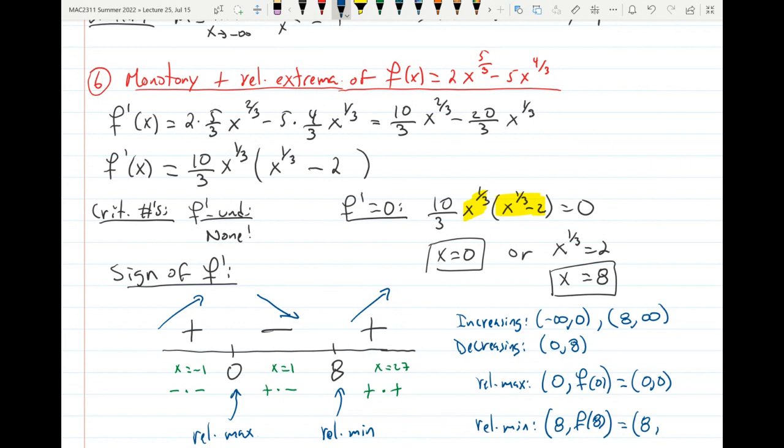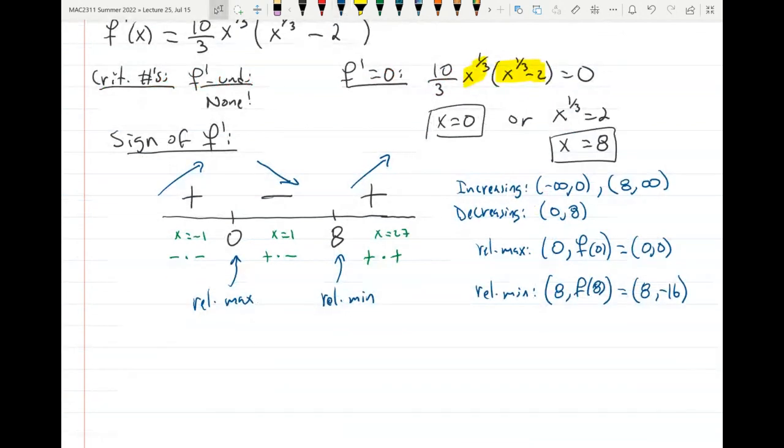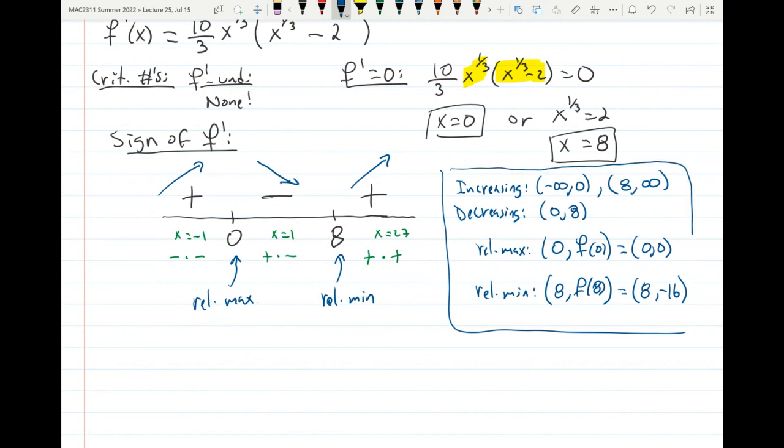Okay, 2 times 2 to the 5th, then minus 5 times 2 to the 4. Okay, so this is a negative 16. All right, that's a nice little point. So we already have 0, 0 from before in our table, and now we know 0, 0 is a relative maximum, but we found a new point to have in our graph, which is a relative minimum, right? Which is the point 8 comma negative 16. So let's put that in the blue box.